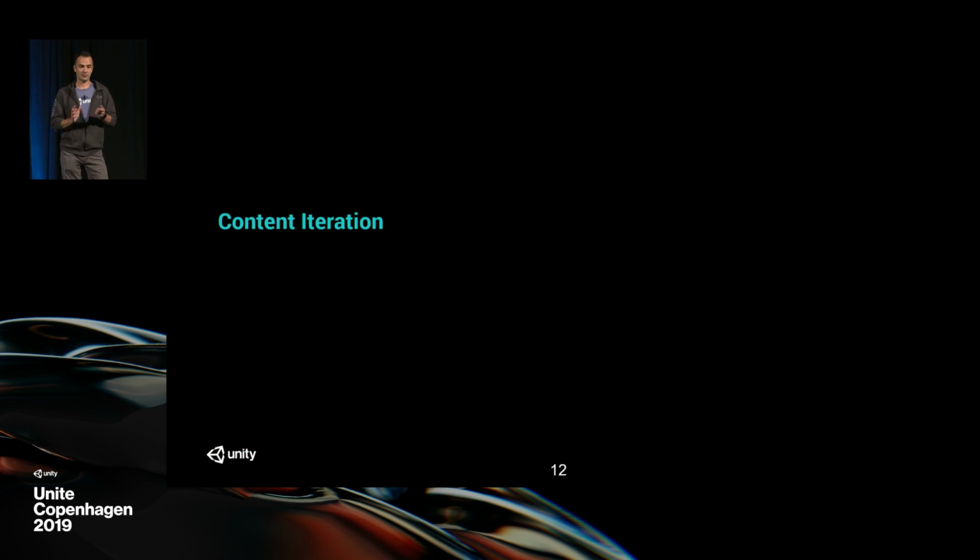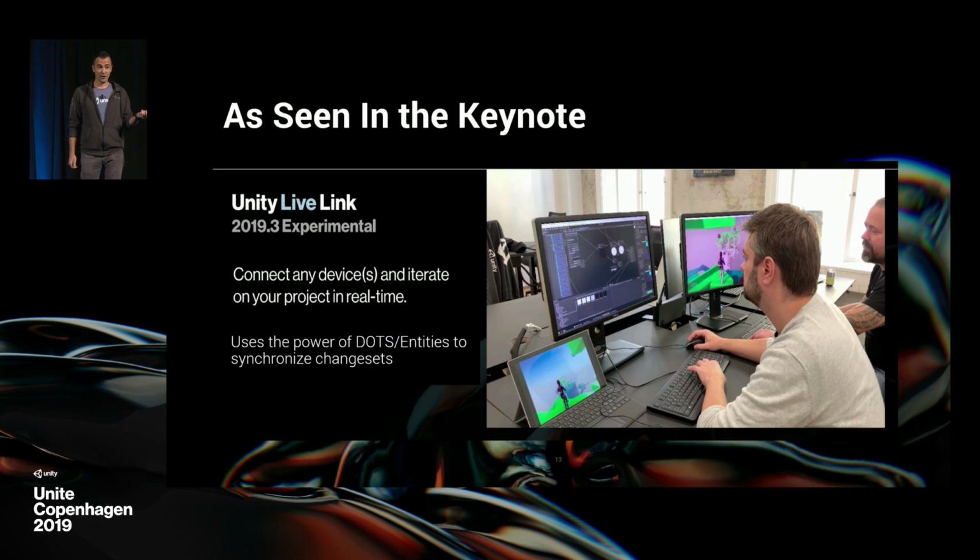So now we were looking at code iteration. Now let's take a look at content iteration. I hope you had a chance to catch the keynote last night. We introduced Live Link, which is an experimental feature that will come with 19.3. And the idea of Live Link is to be able to make changes right in the editor and have those changes propagate to all the players that are connected at the same time. So it's really a live connection between your authoring content and the content that you've deployed already to devices.